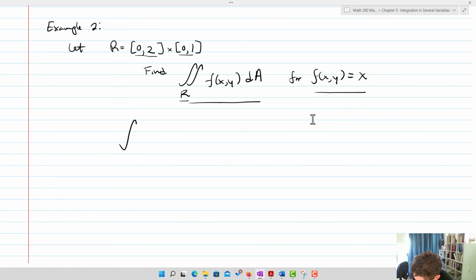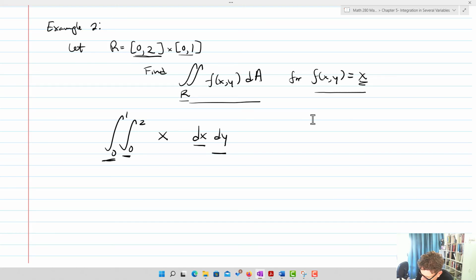We're going to get the integral where the x values are from 0 to 2, so I'm going to make dx the inside, and then I'll go from 0 to 1, and I'll make dy the outside, and then my function is x. So f of xy is x. I put my x boundaries on the inside, so dx goes on the inside. I put my y values on the outside, so dy goes on the outside. Now I want to go in and integrate.